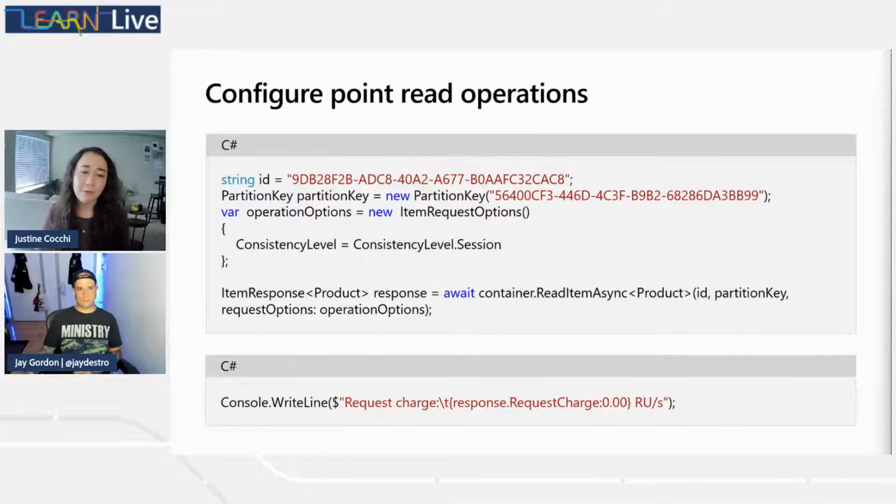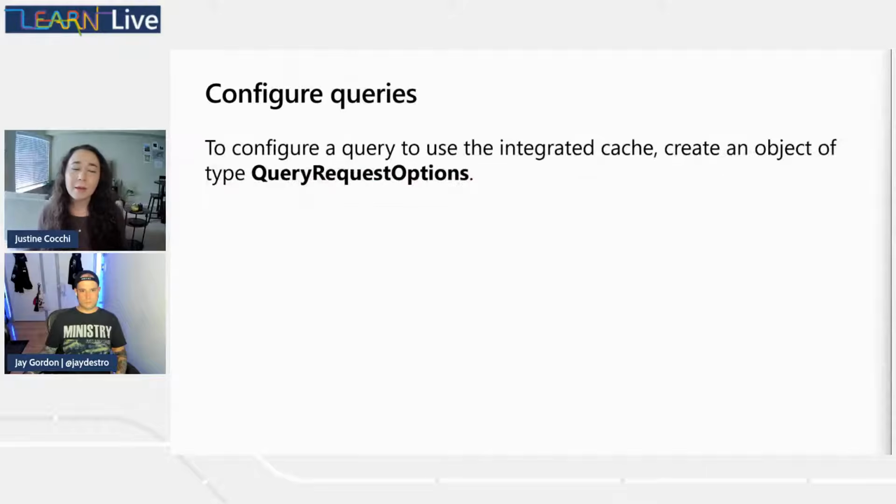So this is how you would find your request charge, and we'll show an example of what the request charge is for point reads that either hit or don't hit the cache in just a second. But before we get to that, let's talk about configuring queries.